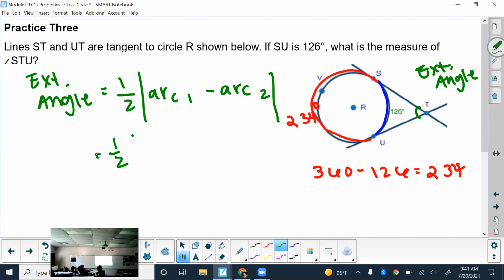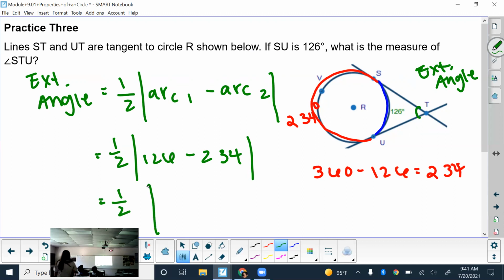And we have half of the absolute value of arc 1, which is 126. Or we could do the other way around, but I'll show you since I already wrote it. 126 minus 234. What is 126 minus 234? 108. So you did 234 minus 126, which is good. That's what I do. I just wrote it backwards this time, but I'll show you that it still works.